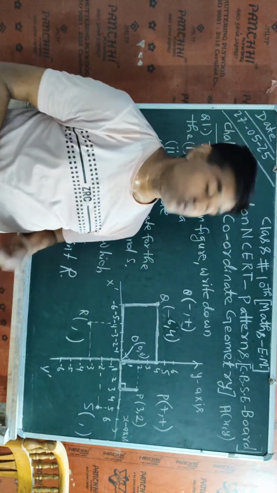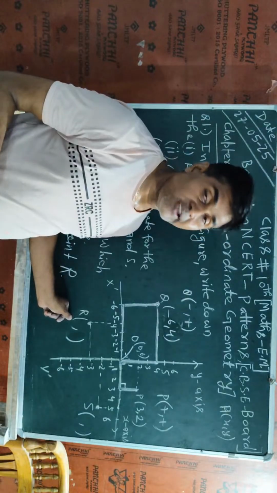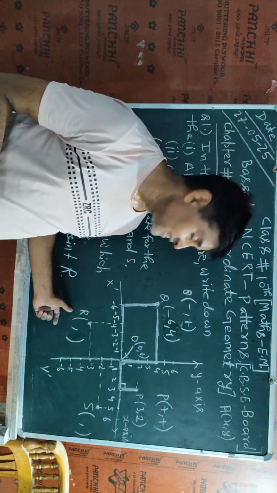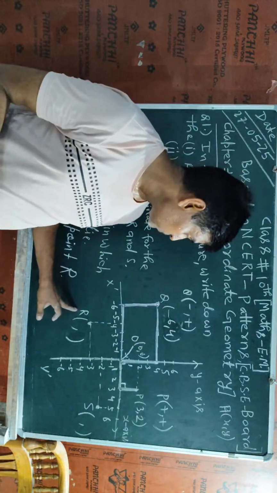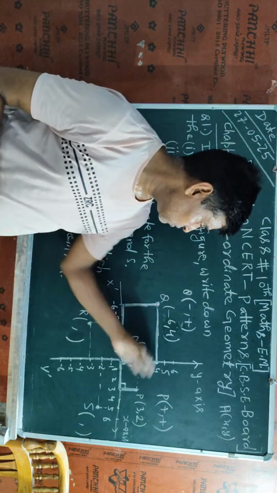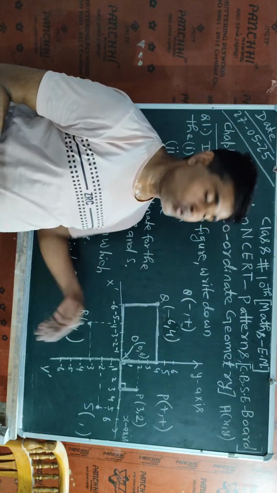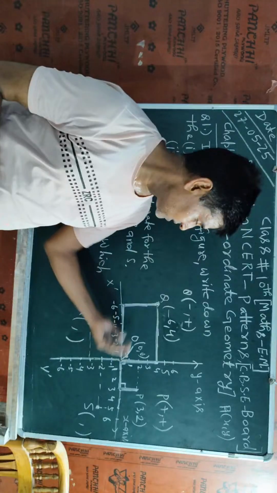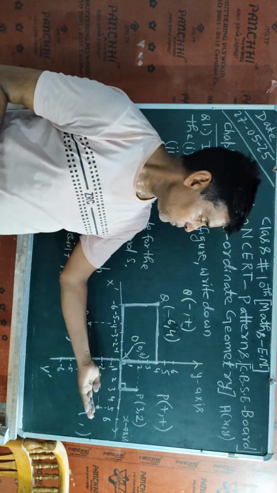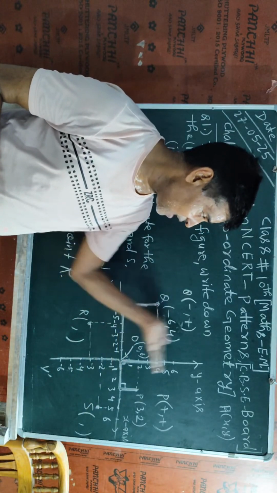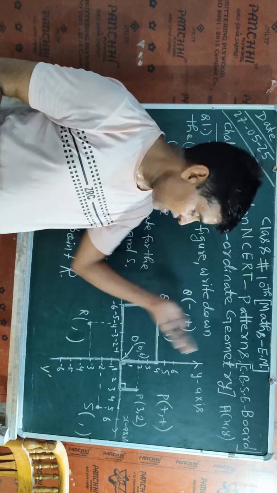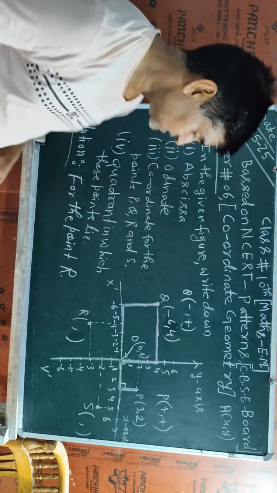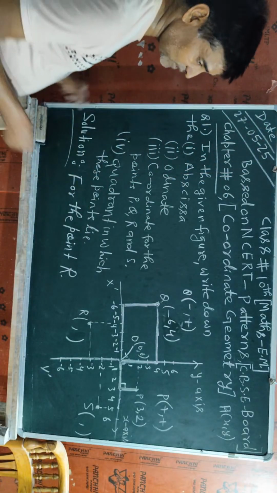After writing, I will write the coordinate of the point R, and then I will get the sign convention of the point R. Then I will explain whether the point R lies in the first quadrant, second quadrant, third quadrant, or fourth quadrant, on the x-axis or y-axis, on the negative x-axis, on the positive x-axis, on the positive y-axis, or on the negative y-axis. So I will explain all this information.